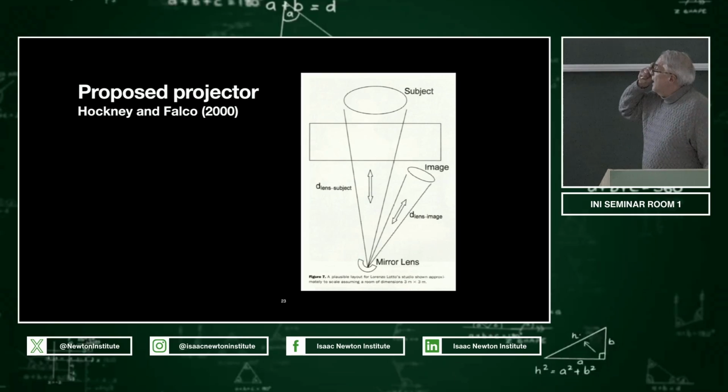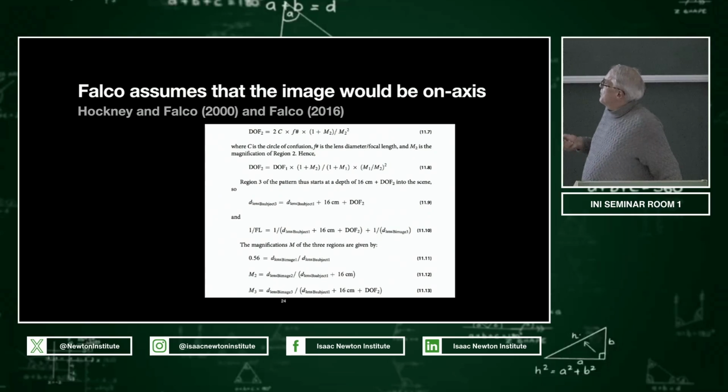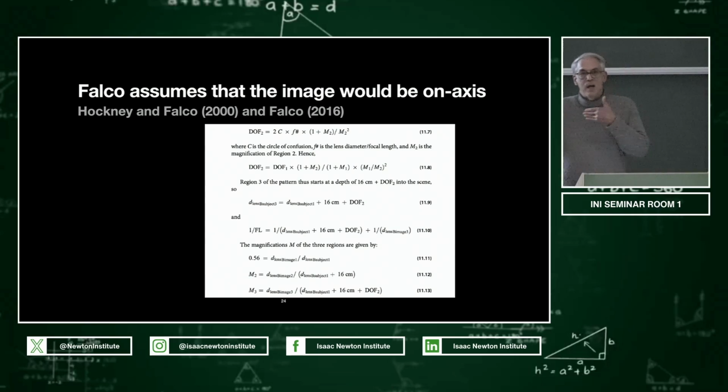Here's from the Hockney-Falco paper, the setup that they claim. So here's the table where the subject is. This is the object distance, and they use the term mirror lens. It's just a concave mirror, and it would project an upside-down image here. The reason they prefer the concave mirror rather than a lens is because it preserves the parity, the left-right reverse status, and so they've been using that primarily throughout their explanations.